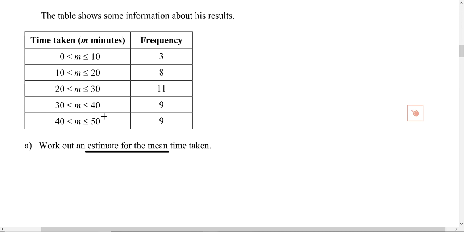Right? Why is it an estimate for the mean and not an actual mean? Yeah, because you don't know the data, right? So you can only estimate. We don't know what those 3 people's actual times are. So we can only find an estimate of it.